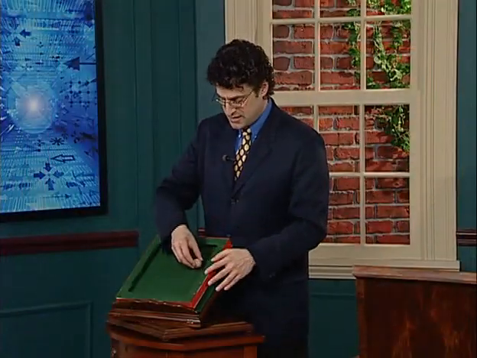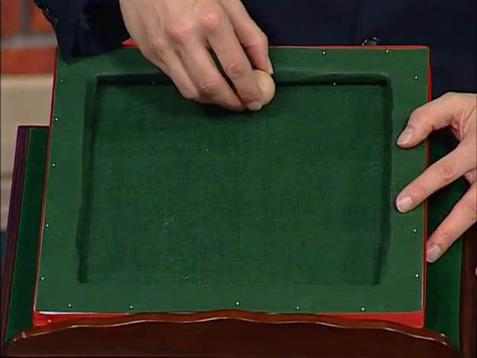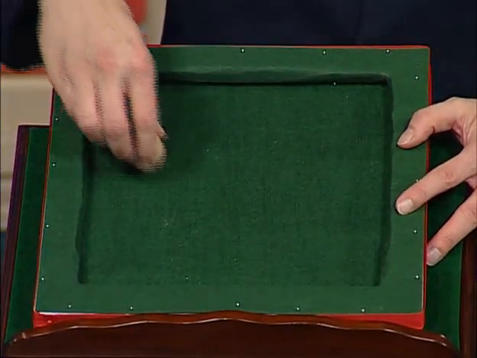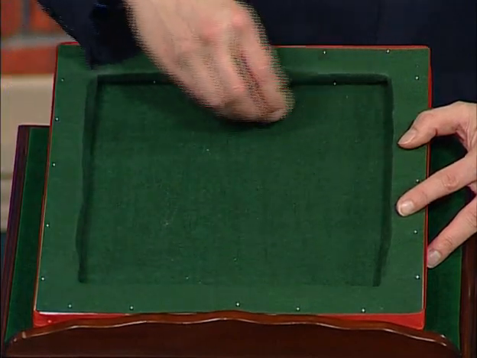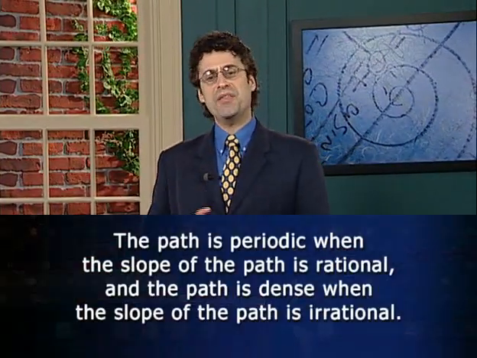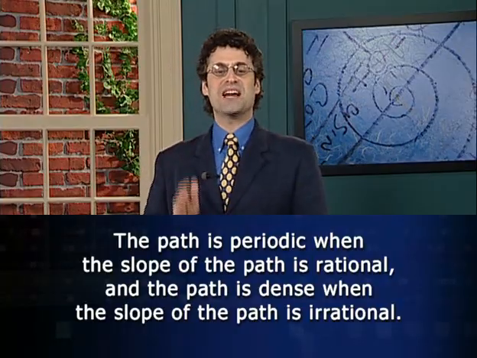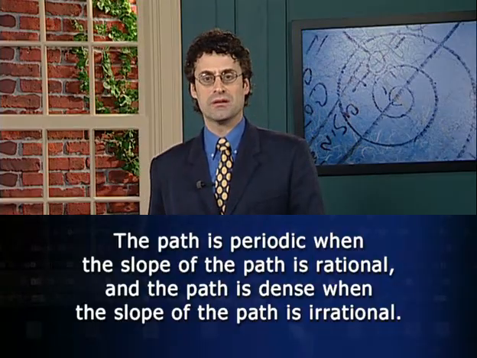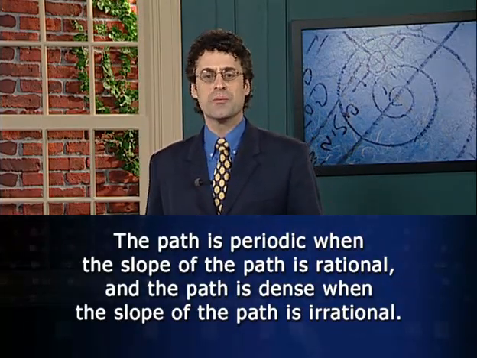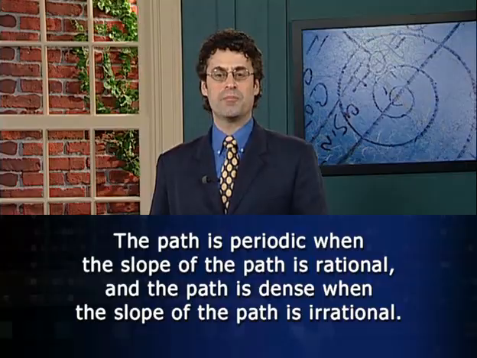Or the other option is that if you start at some crazy angle, then it starts to wiggle, and it hits essentially nearly every point. And so it essentially fills up space. It's dense. Well, why is this physical phenomenon connected with Kronecker's theorem? Well, the path is periodic precisely when the initial slope of the path is rational, and the path is dense precisely when the initial slope of the path is irrational.